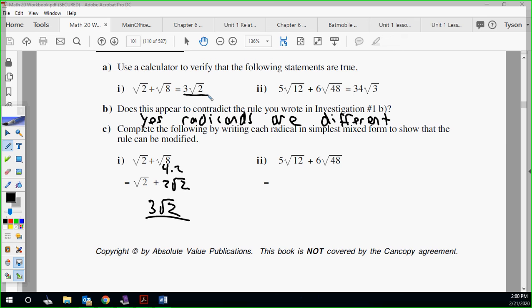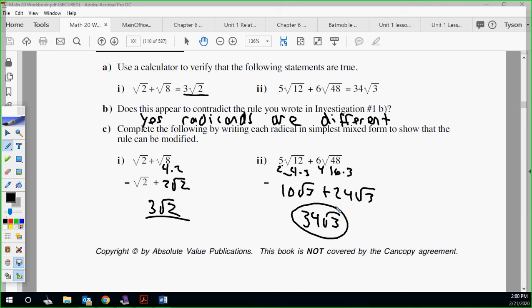The problem up there, we have to simplify in 2 places. The root 12 can be simplified to 4 times 3. The root 48 could be 16 times 3. The 4 comes out as a 2. So 5 times 2 is 10 root 3, and the 4 comes out there, so it's going to be 24 root 3. So we get 34 root 3. That's what we're looking at, which they told us above, right?